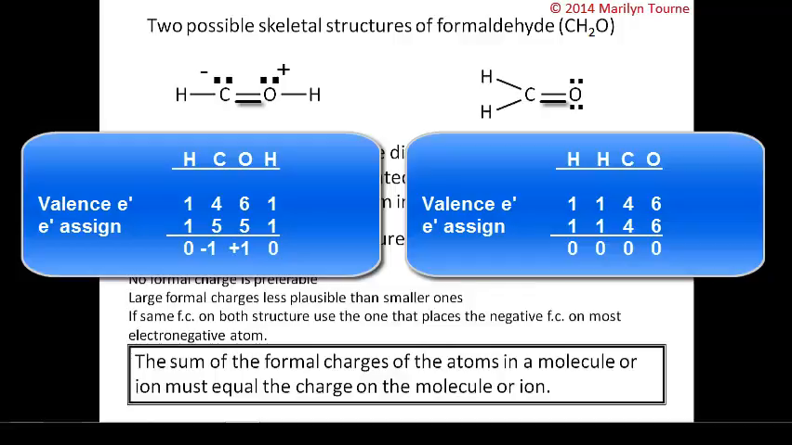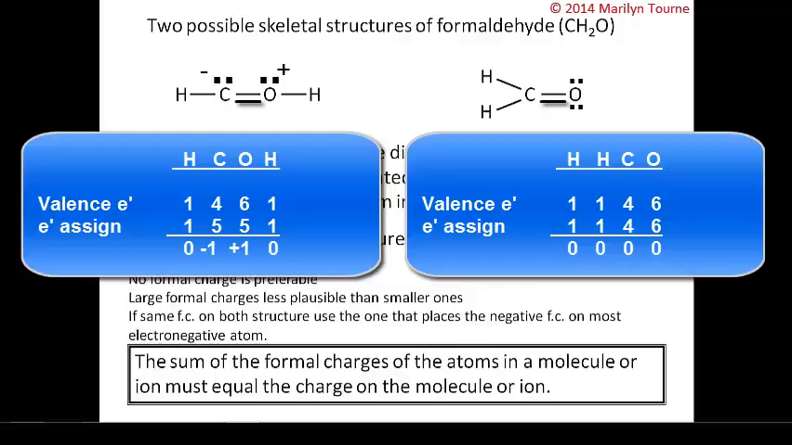If I count up the electrons around the carbon, you'll see that it's 1, 2, 3, 4. And then the oxygen has 2 lone pairs and 2 bonding pairs, so that's a total of 1, 2, 3, 4, 5, 6. What is the difference between these numbers? Completely 0. So this structure is more plausible because it has the lower formal charge value.